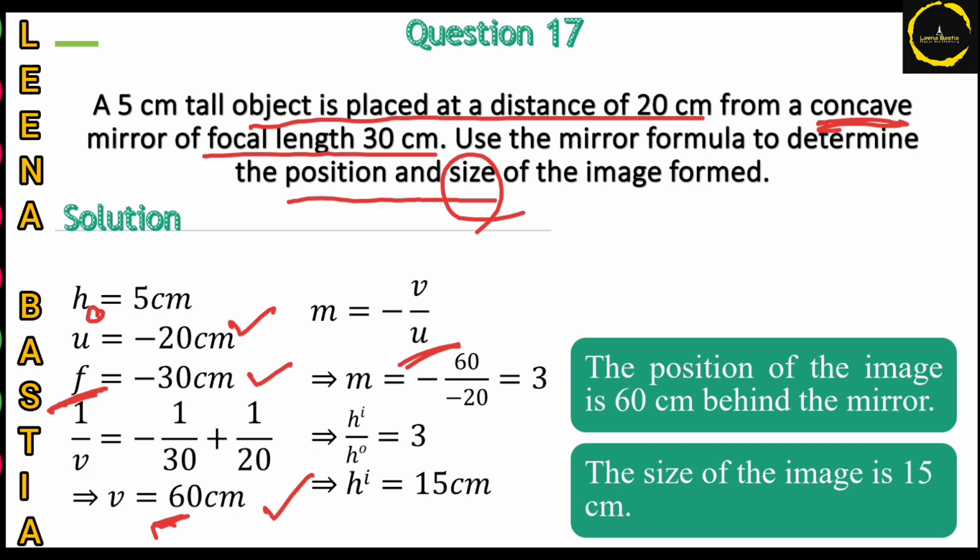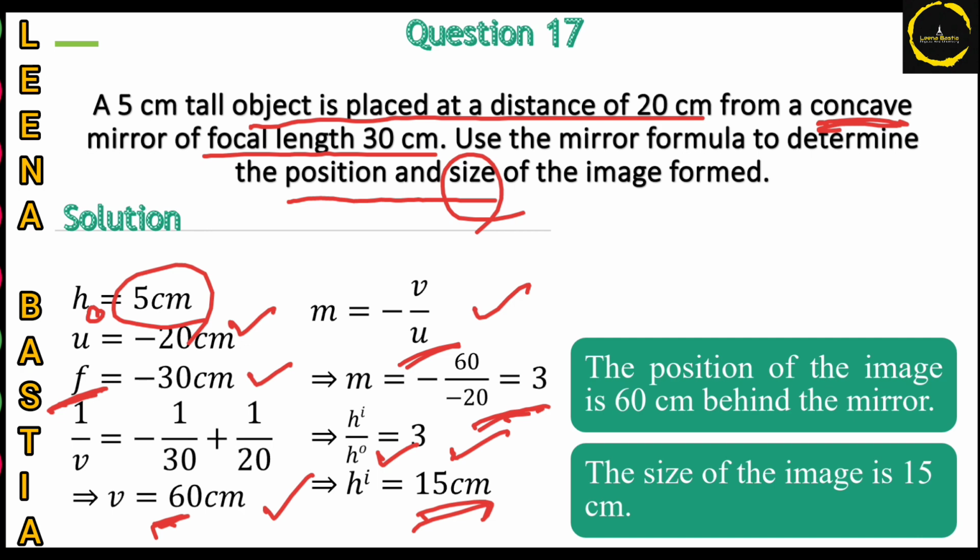M equal to minus V by U here, then substitute the value, you will get M equal to 3, and HI by HO equals to M, so just the M value you have to put, and HO value is 5 centimeter over here. Just it will be crisscrossed and then multiply, that answer will be 15 centimeter.